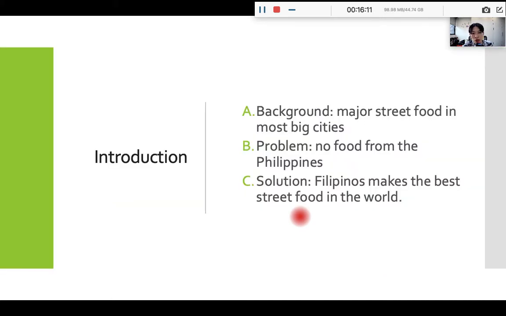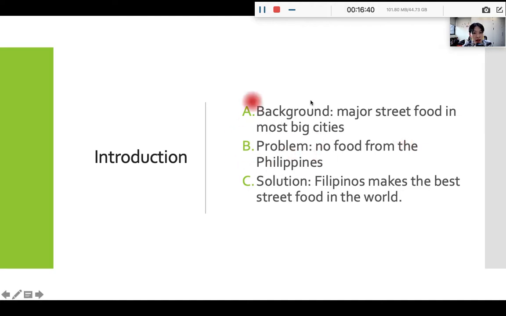So from the introduction, you can see in the first 2 or 3 lines, you see food, street food from most big cities, such as a Middle Eastern grill selling kebabs, or a restaurant selling burgers or Mexican tacos, or you will find Indian or Thai food. So these are major street foods around the world.